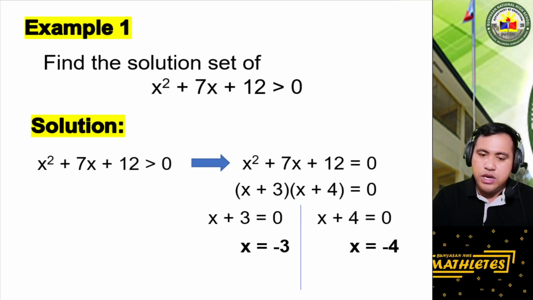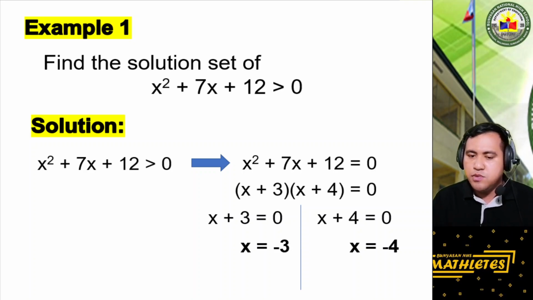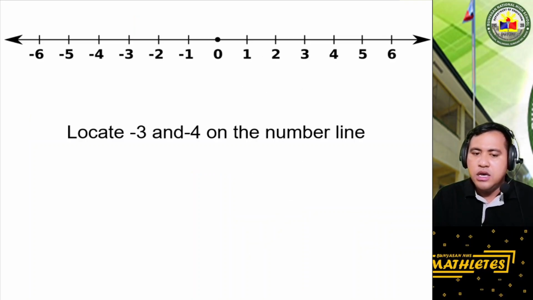So, the factor is x plus 3 times the quantity x plus 4, and the resulting value is 0, so x is equal to negative 3 and x is equal to negative 4. Got it? Now, the next step is to plot, or to locate, negative 3 and negative 4 on the number line.